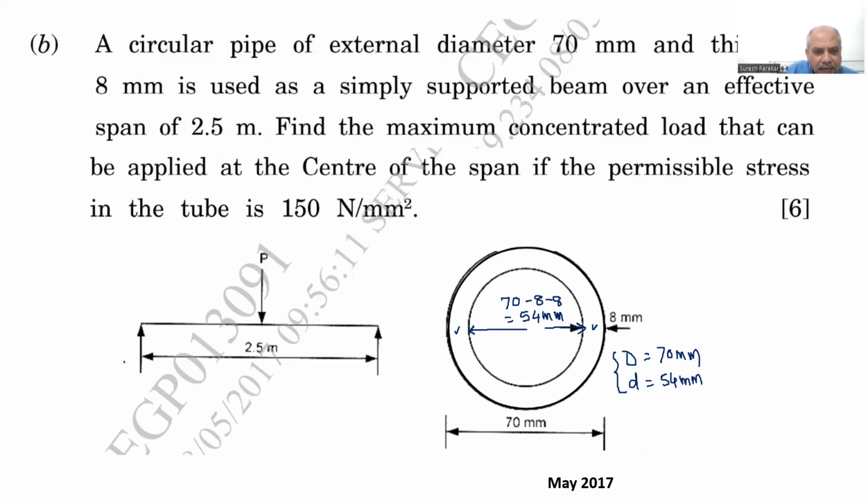Now this is RA or VA, I can say better. This will be VB. As it is a simply supported beam, the maximum bending moment will be at the center. At the center we have the value WL by 4. W we have P, L we have 2.5, upon 4. So this will be my bending moment. Now we will go and solve this.